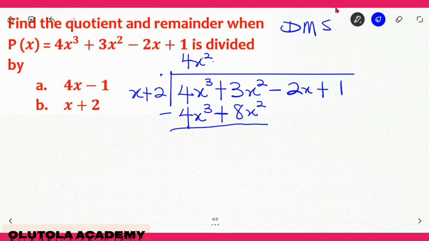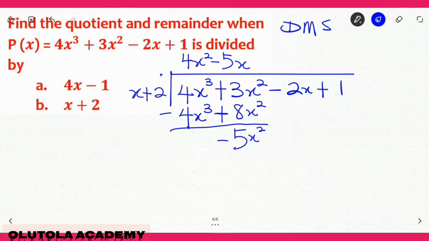So when I subtract, I will have negative 5x square, because minus times plus will give us minus. So this will give us minus 5x square. So I go again, I do negative 5x square divided by positive x, and that will give us negative 5x. So I'll put that up here, negative 5x.